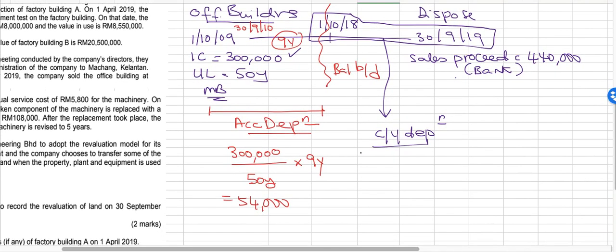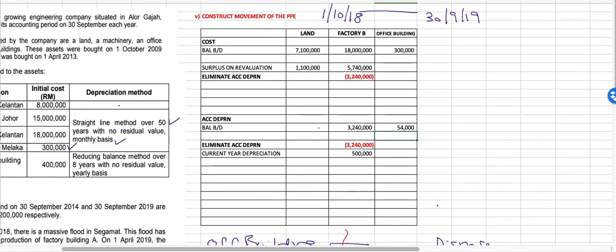Sama saja cara kira, 300,000 divided by 50 years. Dia tak ada revaluation. Makanya, when you calculate depreciation, it would be based on the same estimated useful life. So, 300,000 divided by 50 years, you get 6,000. So, this is current year depreciation. You put it in here, current year depreciation, 6,000. Okay, boleh?